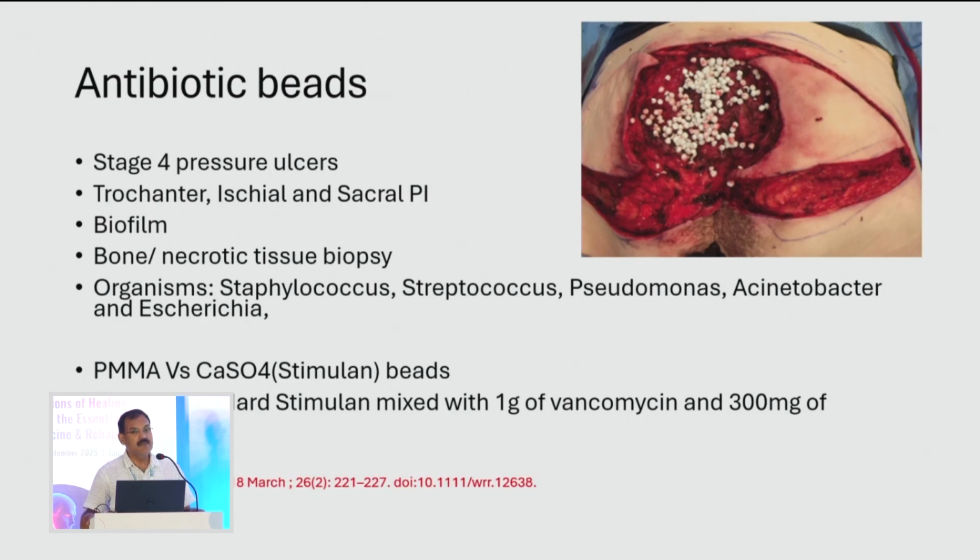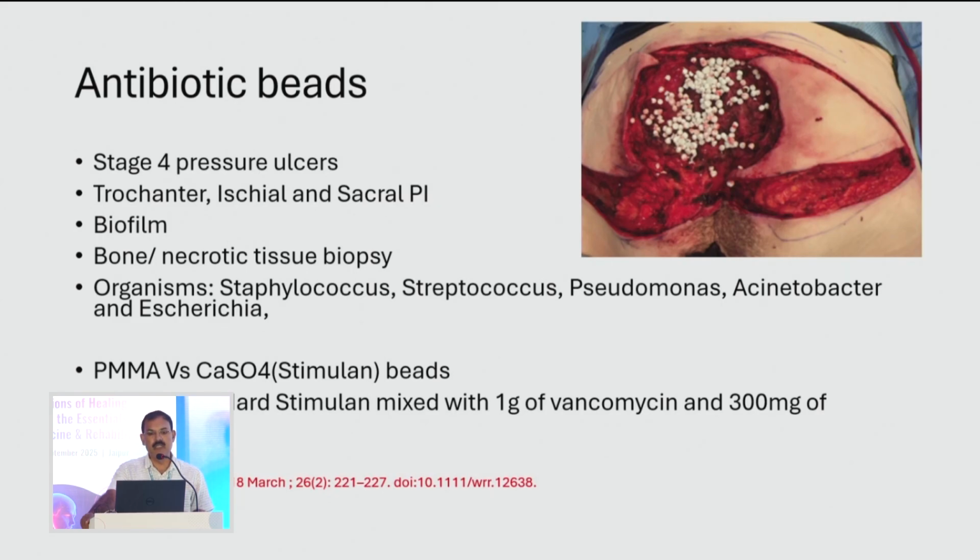Antibiotic beads are very helpful, especially when you are dealing with a stage 4 pressure ulcer extending to the bone, necrotic bone. Once the bone is affected, it's very difficult to eradicate the infection. They develop biofilms over these bony areas, like the trochanter, ischial area or the sacral area, and this biofilm prevents any antibiotics we prescribe orally or parenterally from reaching the site of necrosis, that is over the bone.